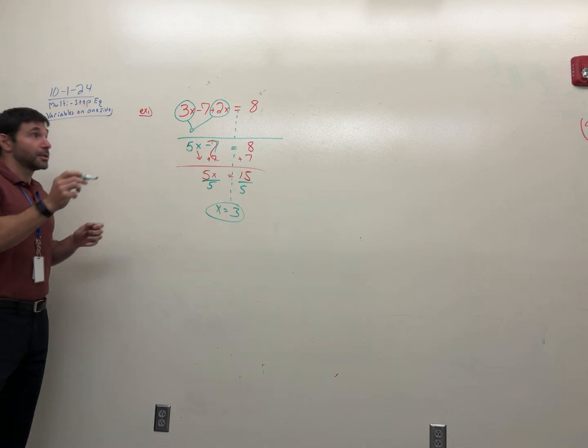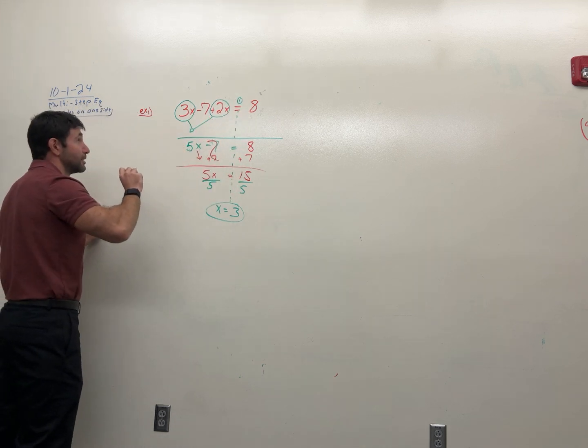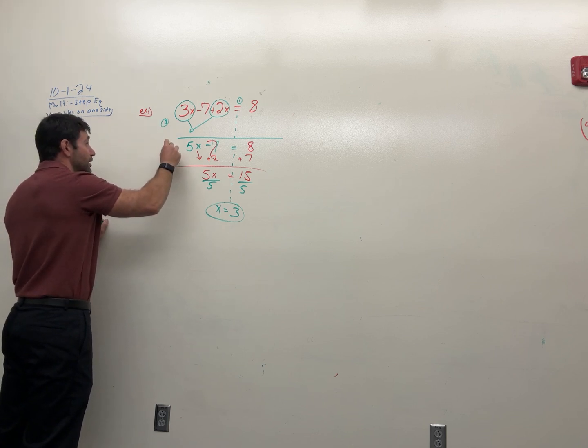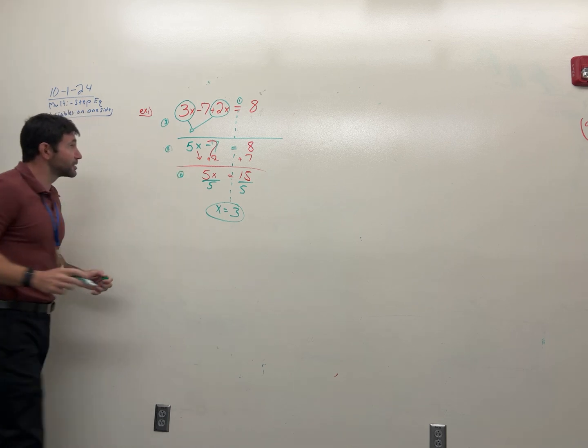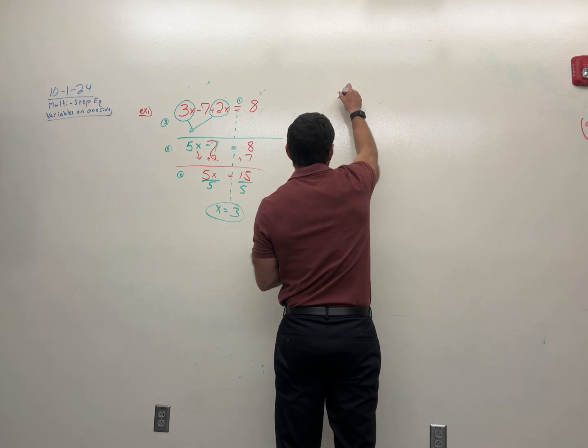So, here was step 1. There was no step 2. Here was step 3. There was no step 4. Here was step 5. Here was step 6. Okay? Let's do another one. It's going to be a little bit different.